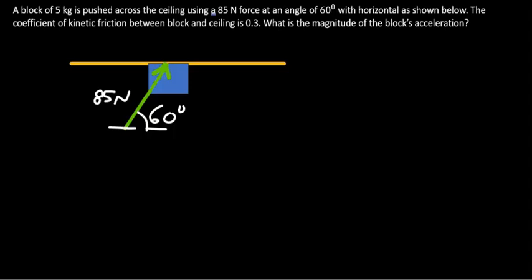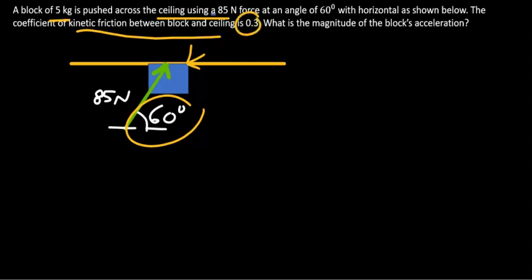Problem 2. A block of 5 kg is pushed across the ceiling using an 85 Newton force at an angle of 60 degrees with respect to the horizontal. The coefficient of kinetic friction between block and ceiling, so that means there, is 0.3. What is the magnitude of the block's acceleration?